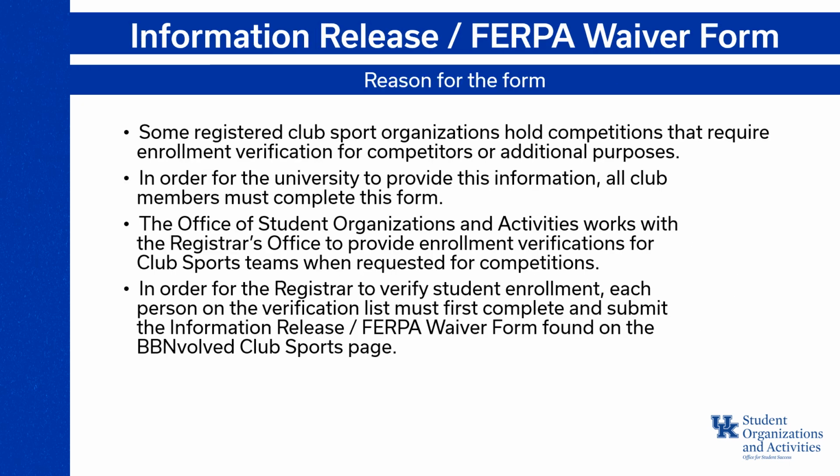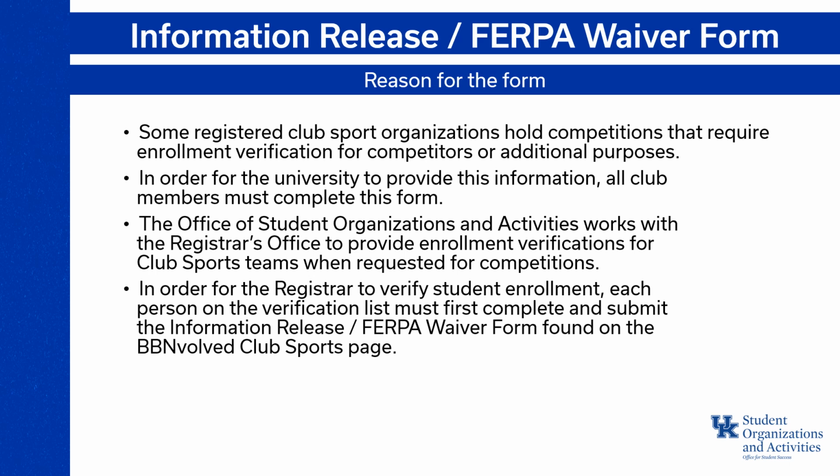Next up is the information release or FERPA waiver form. The reason for the form is that some registered club sport organizations hold competitions that require enrollment verification for competitors or additional purposes. In order for the university to provide this information, all club members must complete this form.